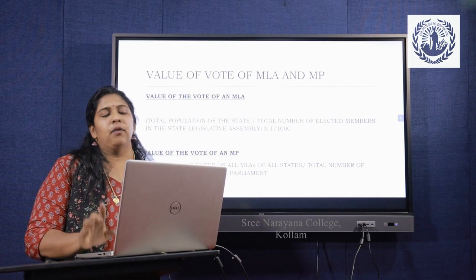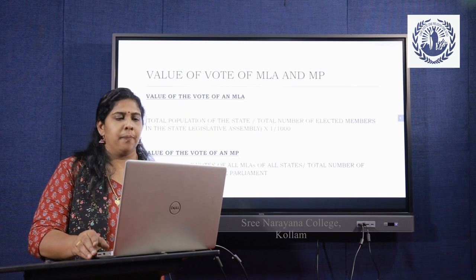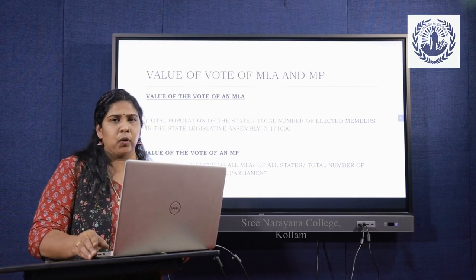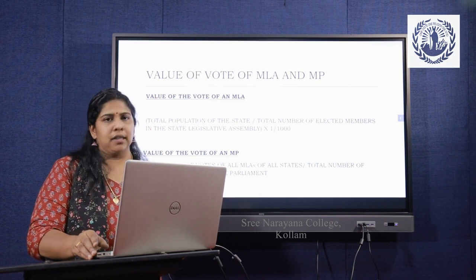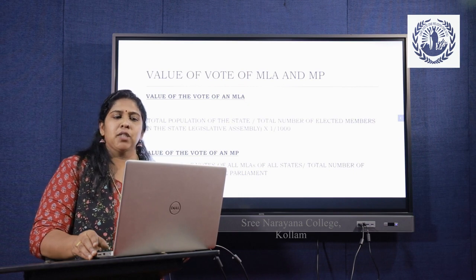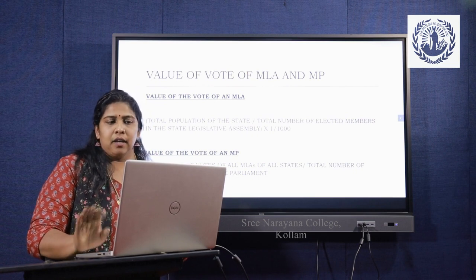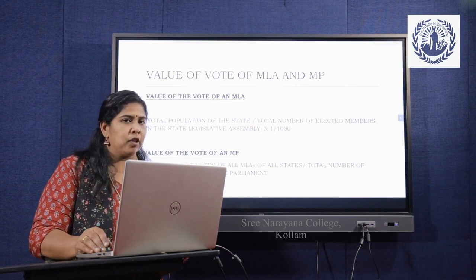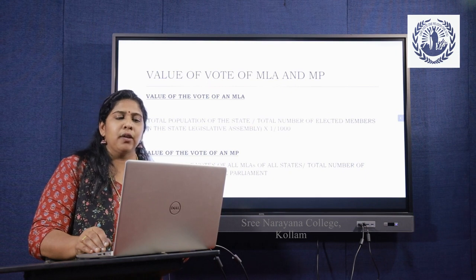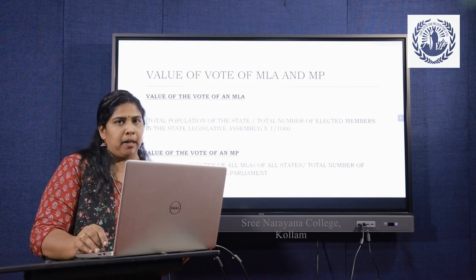Yes, the value of the vote of an MLA and an MP will vary in the electoral college in the presidential election. How can we find out the value of the vote of an MLA? It is the total population of the particular state, like Kerala, Tamil Nadu, Andhra Pradesh, divided by the total number of elected members in the state legislative assembly, and multiplied by 1 by 1000. This will be the value of the vote of an MLA for the presidential election. And what is the value of the vote of an MP? It is the total value of votes of all MLAs of all states divided by the total number of elected members of the parliament.